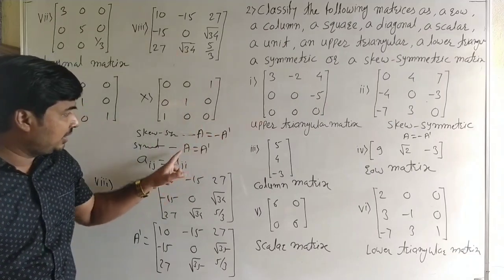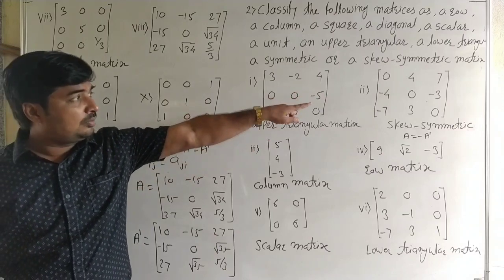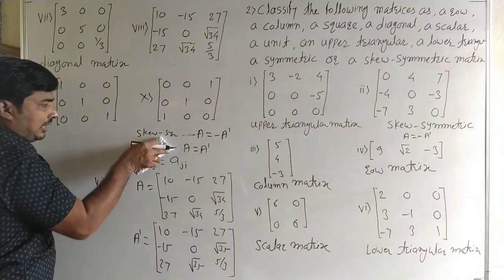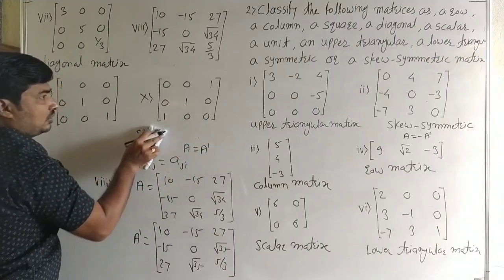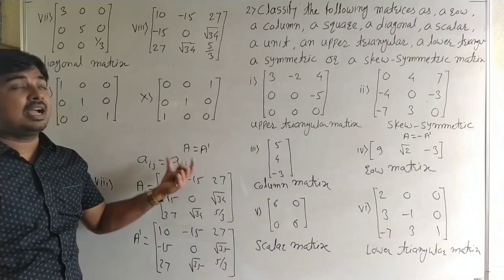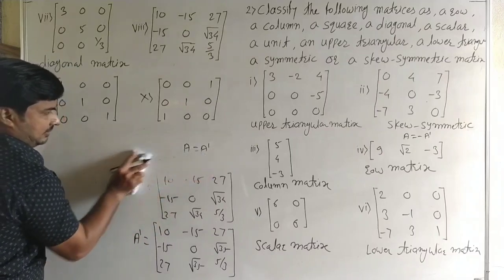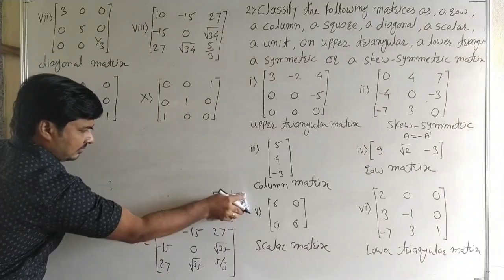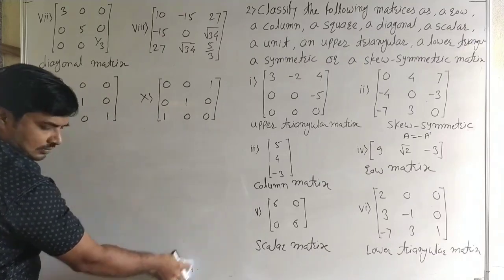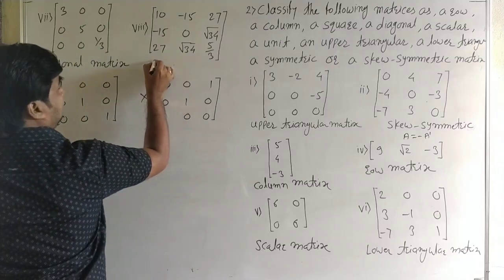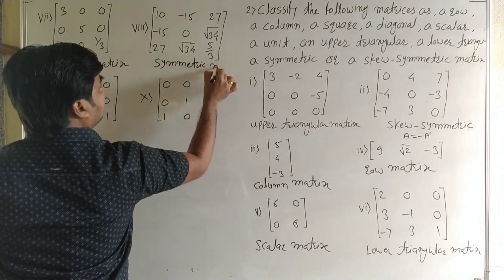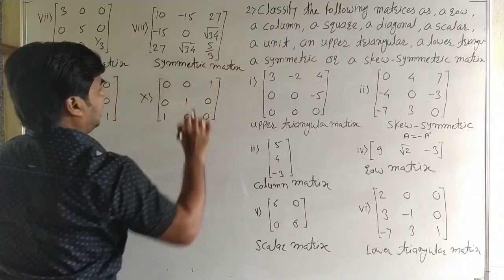Here A is equal to minus A dash, it is a skew symmetric, and A is equal to A dash is a symmetric. In the second example, it is a skew symmetric matrix, but in the 8th example, it is only a symmetric matrix. It satisfies this condition. Which condition? A is equal to A dash, Aij is equal to Aji. That means it is a symmetric matrix.